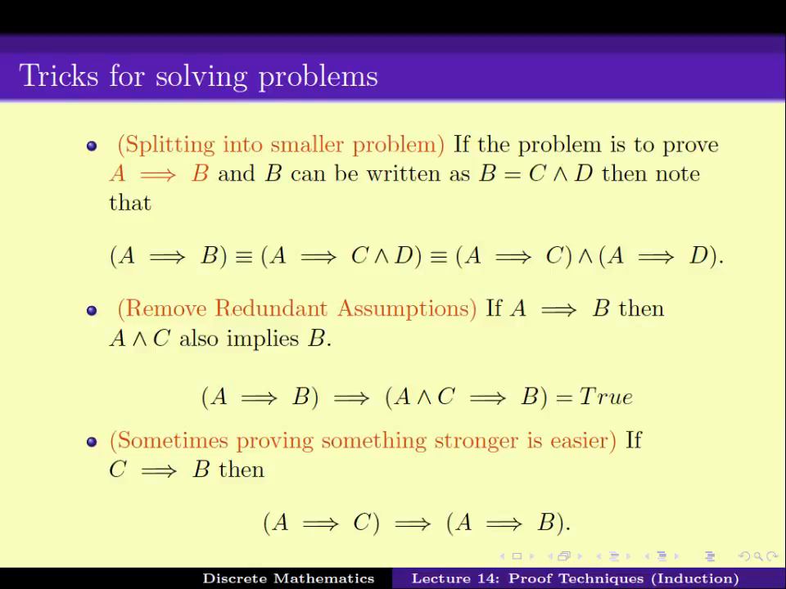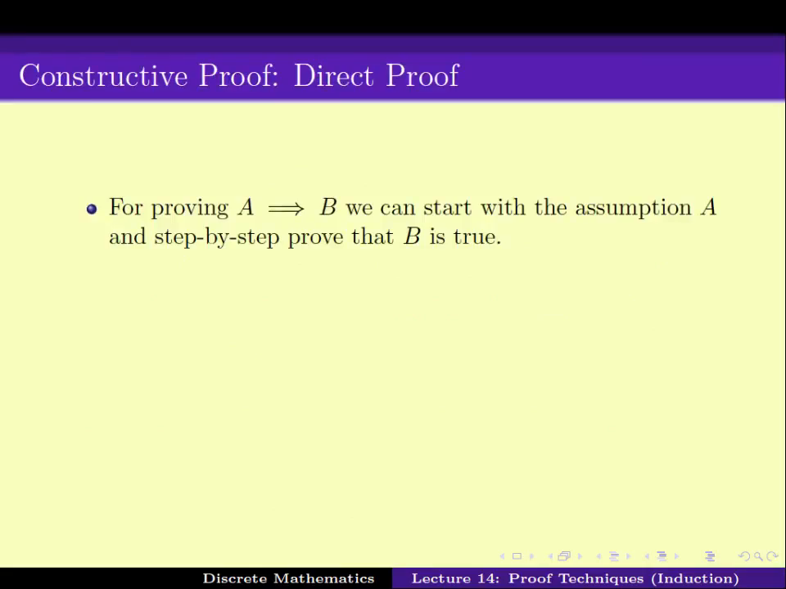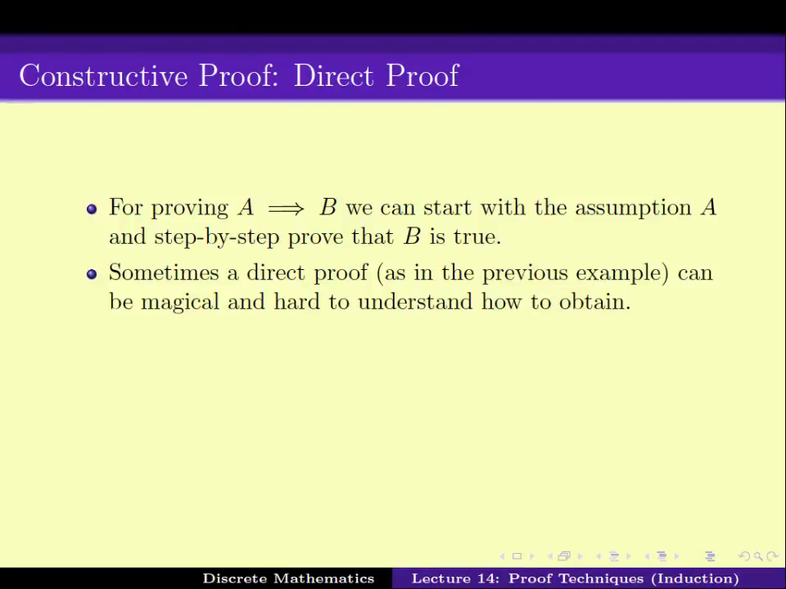Other than these three tricks for solving problems, we also looked at some of the proof techniques. In particular, we looked at the direct proof technique. The idea is that to prove A implies B, we start with the assumption A and step by step prove B. But sometimes getting such a proof can be magical and hence difficult to understand how to obtain.